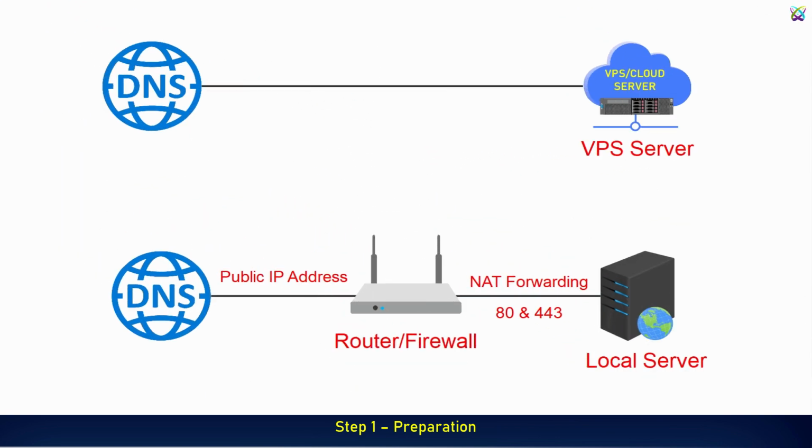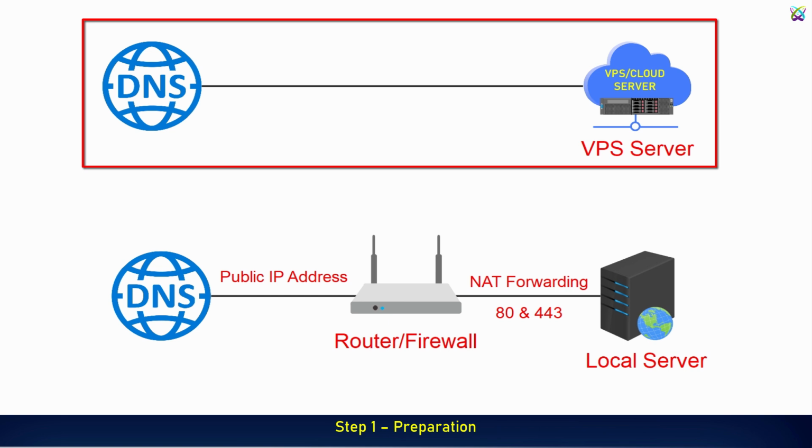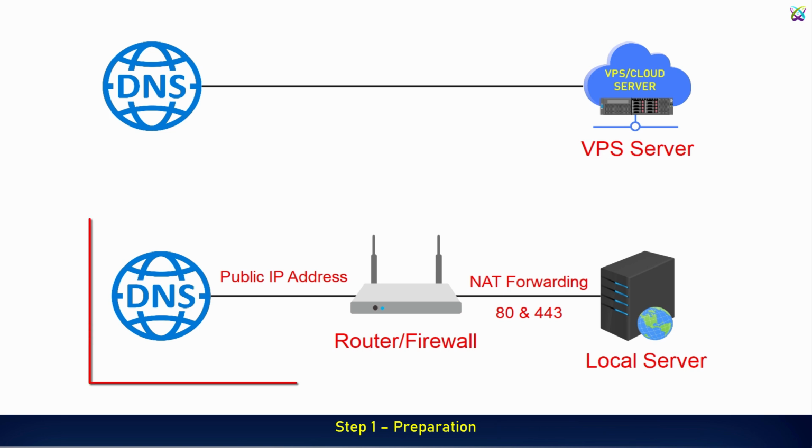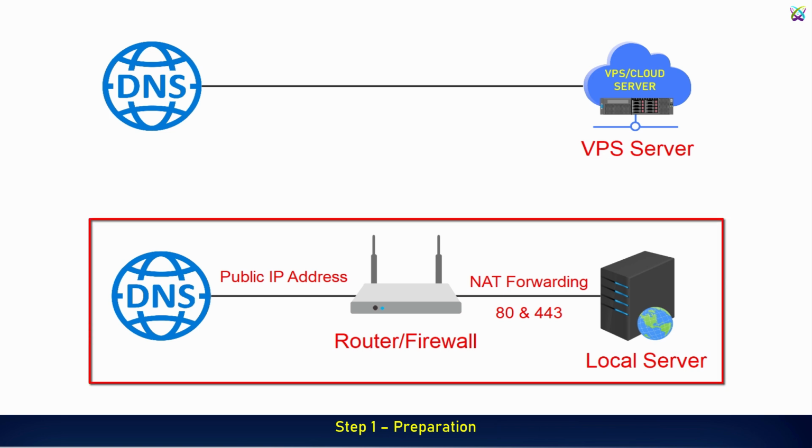Here's a quick explanation using this diagram. If you are using a VPS or cloud server, you only need to point the A record directly to the server's IP address. But if you are hosting the server locally in your network, you need to point the A record to the public IP address of your router or firewall. Then, on the router or firewall, you must configure NAT and forward ports 80 and 443 to the server that hosts your website.